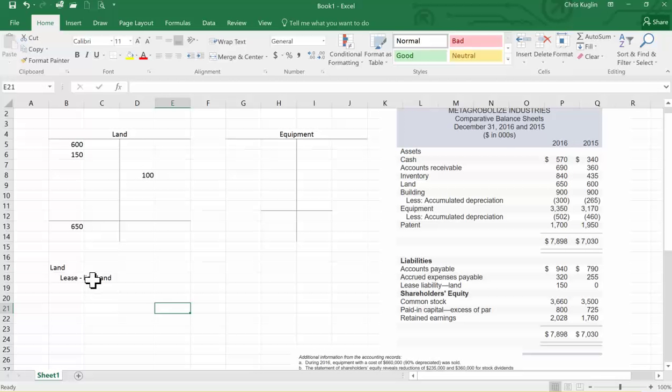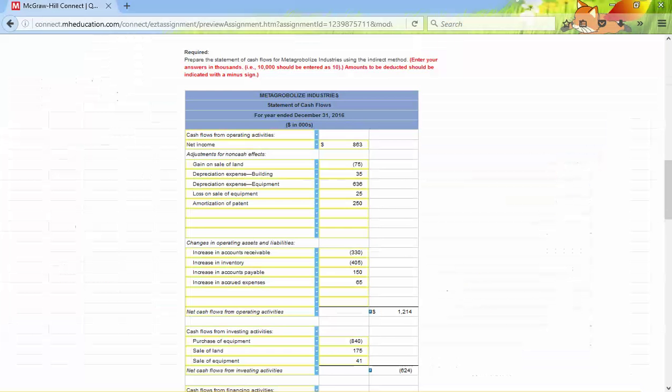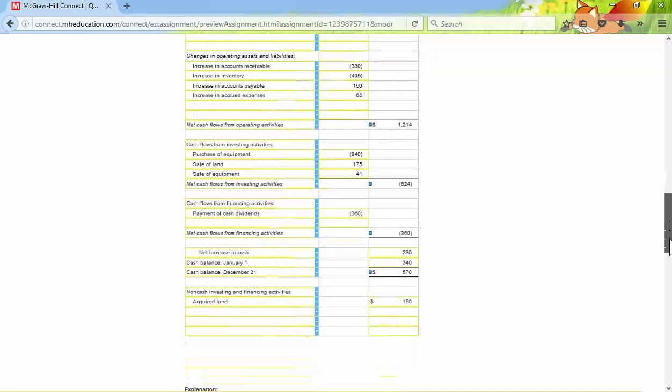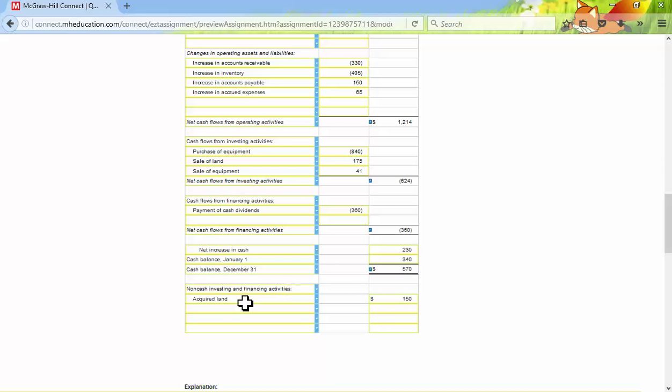Where would we include the fact that we have now a new lease liability from obtaining this land? Well, that would be written in the notes to the cash flows. Non-investing and financing activities, acquired land 150. That documents that it is a lease that has been acquired, but yet cash did not go out the door. But it did help us to determine the value of the land that was written off our books.